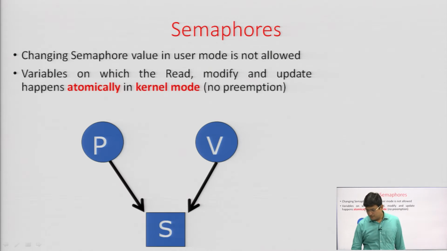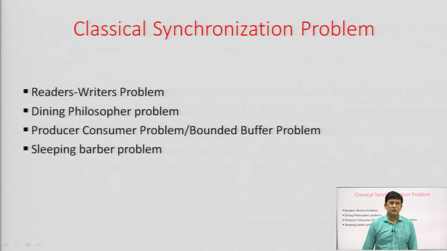So, with the help of these semaphores, we will discuss the solutions of the classical synchronization problems. So, let us look at what the classical synchronization problems are. These are the readers-writers problem, dining philosophers problem, producer-consumer problem, and sleeping barber problem. Any synchronization problem in a computer system will fit into one of these.